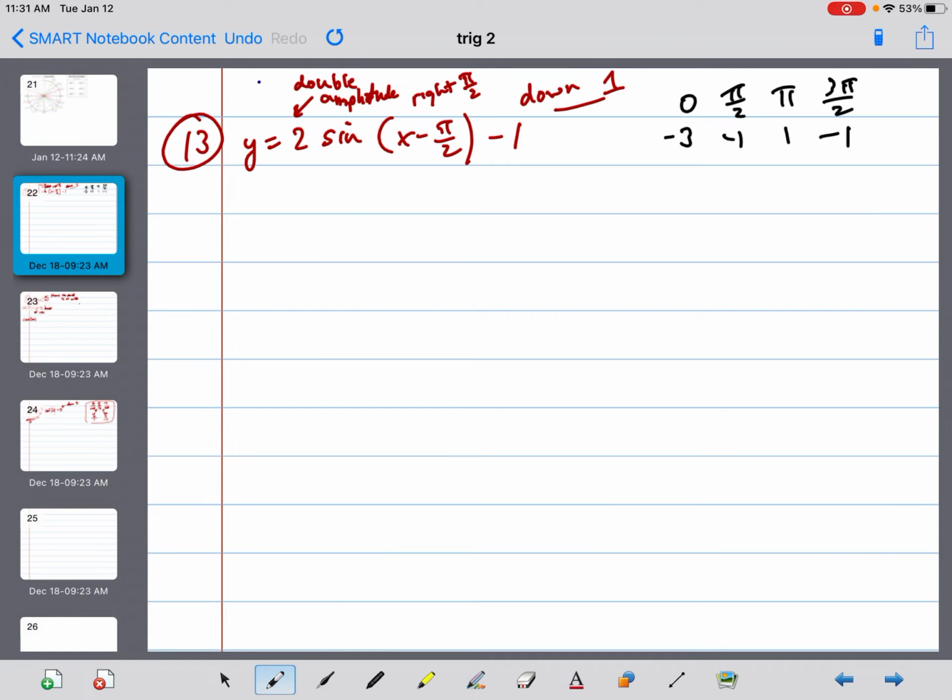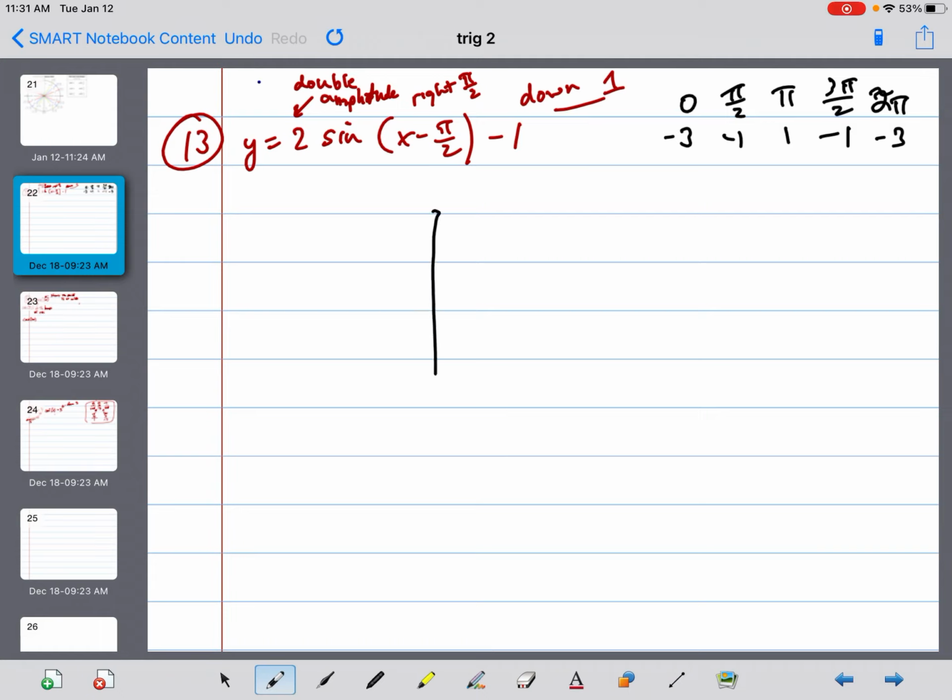And then at 2 pi, it's going to be back down at negative 3. 2 pi minus pi over 2 is 3 pi over 2. Sine of 3 pi over 2 is negative 1. 2 times negative 1 is negative 2. Negative 2 minus 1 is negative 3. So these are some ordered pairs.